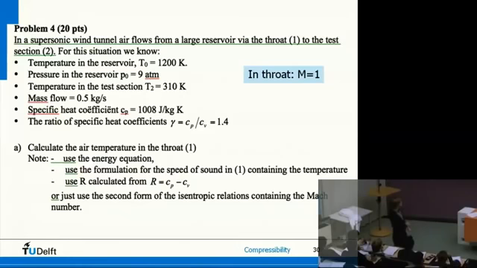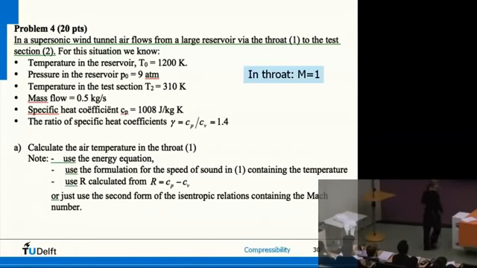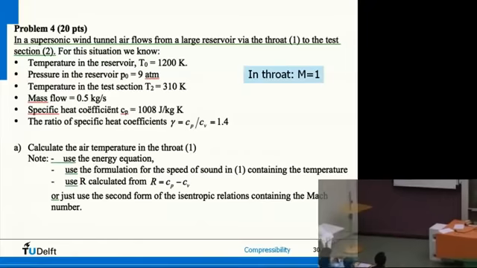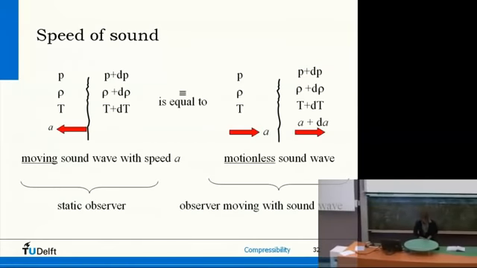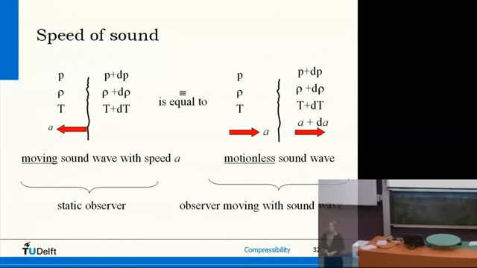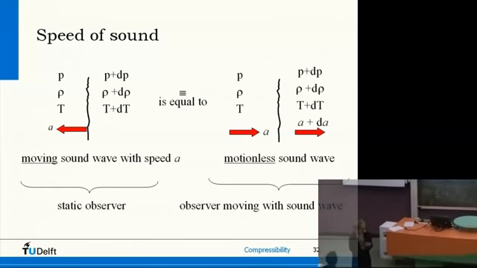Part A is to calculate the air temperature in the throat using the energy equation. Oh, formulation for speed of sound. Oh, this is wrong. I first need to identify, sorry, we'll do this later. First, a small section on speed of sound.